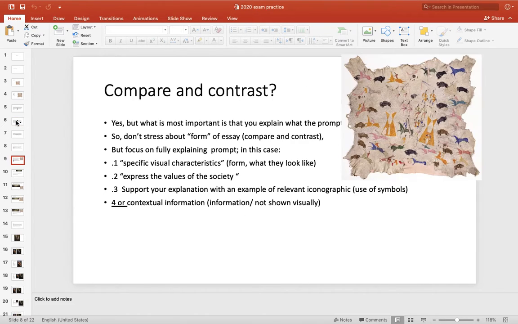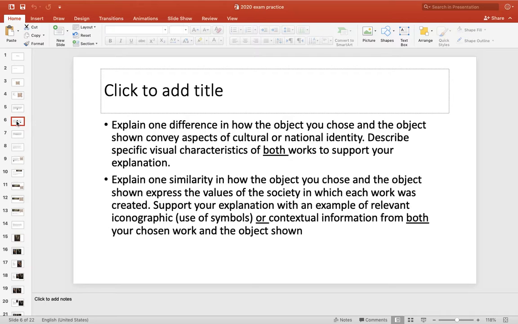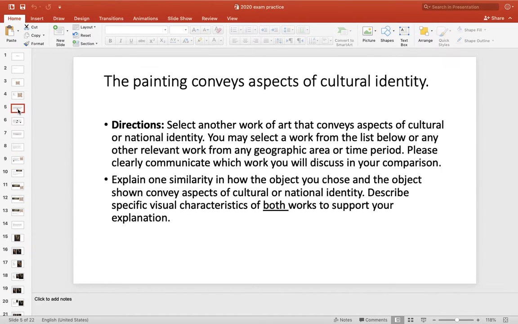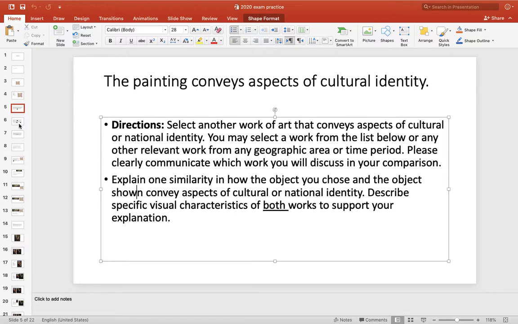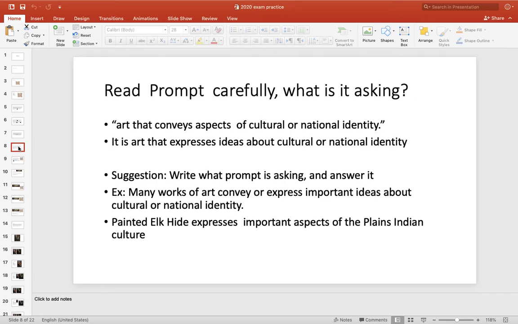When you read this one carefully and break it down, what it's really about is art that conveys aspects of cultural and national identity. That's what this prompt is about. And it's this image and then one from the list. If you look further, it goes point by point. There's one point here, similarity, one point here, difference, and one point here about the values of this other culture.